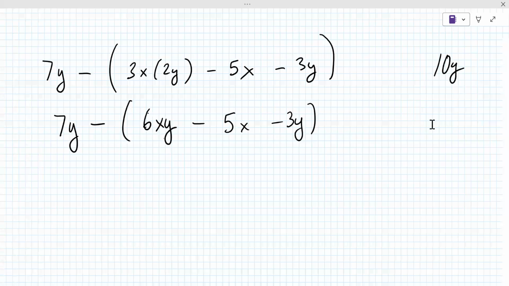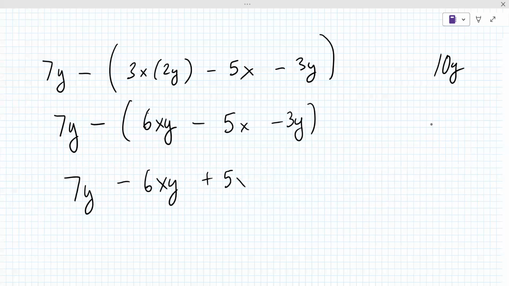Now what do I do? Distribute the negative to everything. Change the signs. Would the first one also be changed? Yes, everything inside parentheses gets changed.